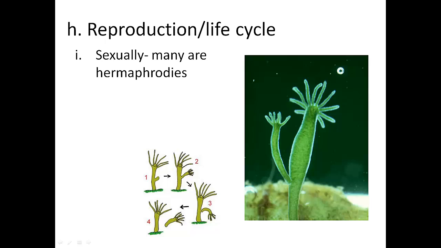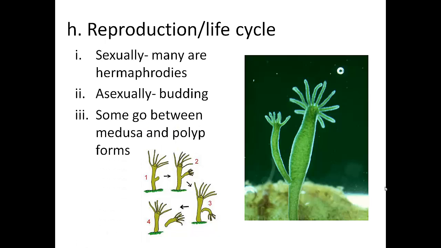How do they reproduce? Sexually, most of these guys are hermaphrodites, meaning they have both male and female parts. However, they can't always self-fertilize. We talked about that before. Asexually, they can bud. So this is a hydra, and you can see that the hydra has a little piece that is budding off. It also shows you in the picture below the steps, and then that can go and become a new hydra.